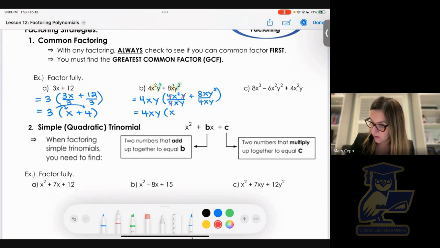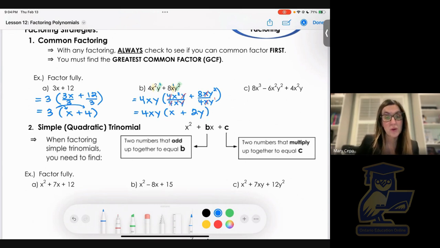You're left with 2 minus 1 on that exponent of x. Doing the same thing, 8 divided by 4, we know that's going to be positive 2. Those x's cancel out. And subtracting those exponents, because we're reminding ourselves again of exponent rules: when you divide powers with the same base, you subtract those exponents. So 2 minus 1 is y to the power of 1.